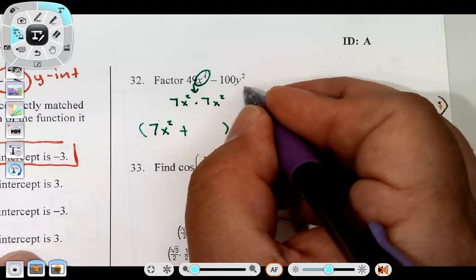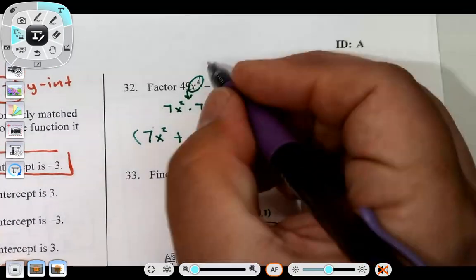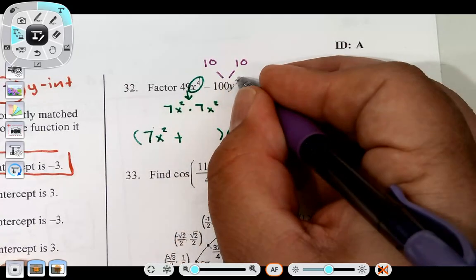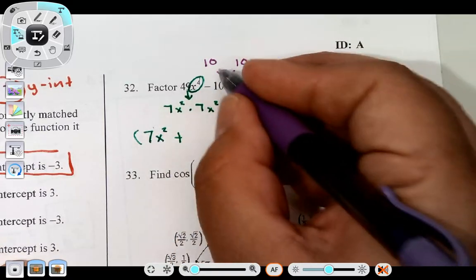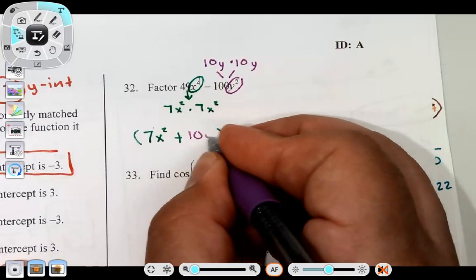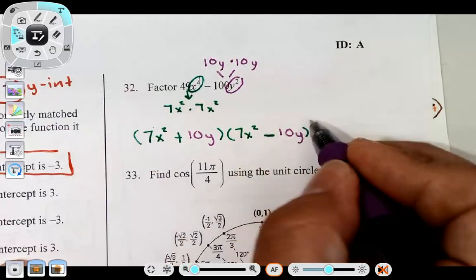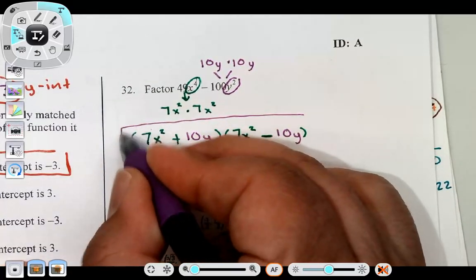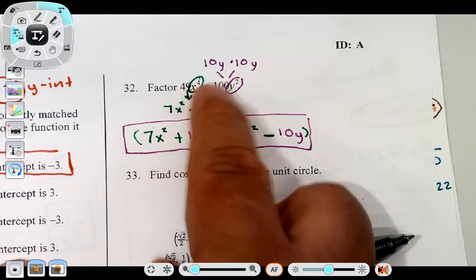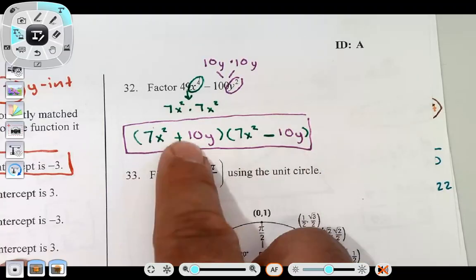Now I'm going to do something very similar, but to the 100y squared. For the 100, maybe I could break it up here. It has to be the same number, so 10 and 10. We have 2 y's involved here, so 1 and 1, and then there it is. Those are my 2 factors that multiply to give me this result. And again, we can only do this quick factoring when it's a binomial with a minus sign in the middle, because that guarantees the positive and the negative in my factors.